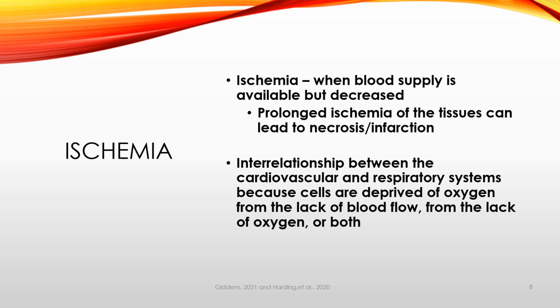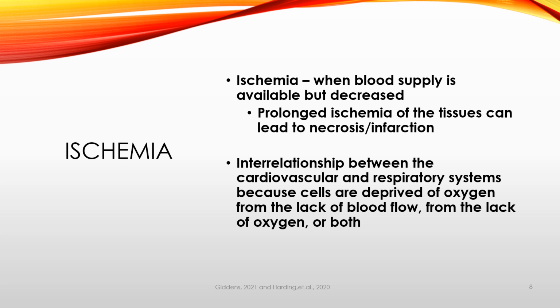So ischemia occurs when the blood supply is available, but it's decreased. All right, so a prolonged ischemia of the tissues can lead to necrosis or infarction. So I can have ischemia to my distal extremities, right? Think about where I'm not getting good blood flow because of other disease processes, a wound, a blood clot, those types of things. I can have ischemia to those tissues.